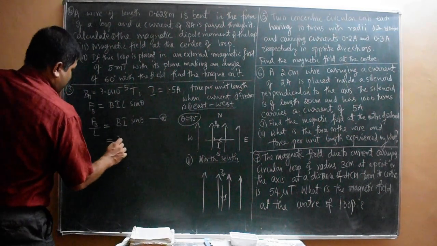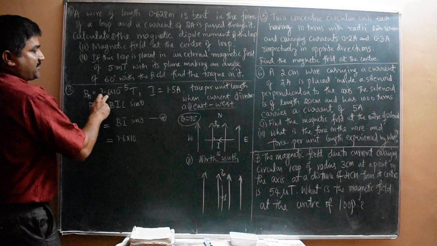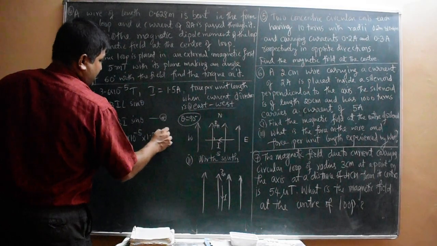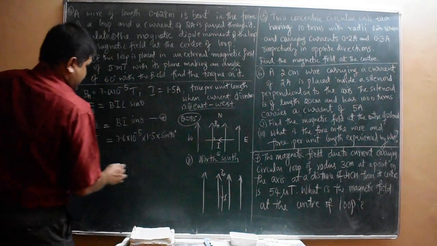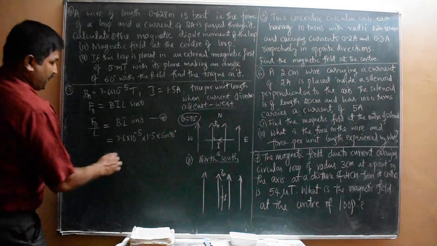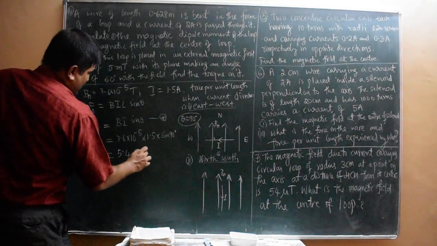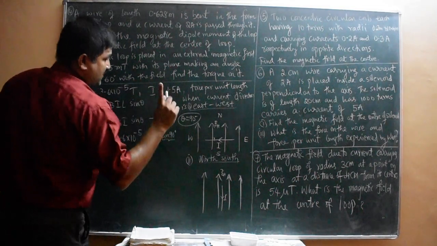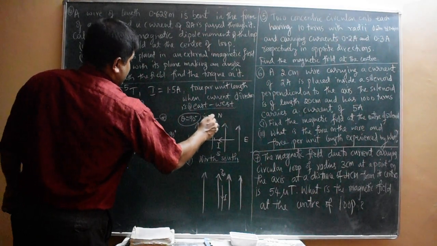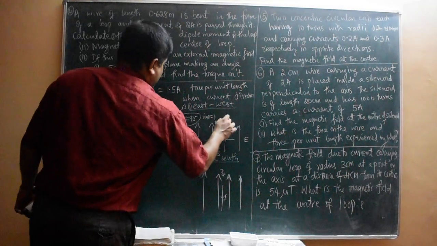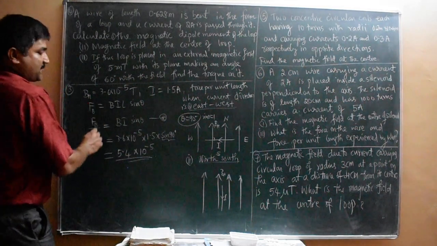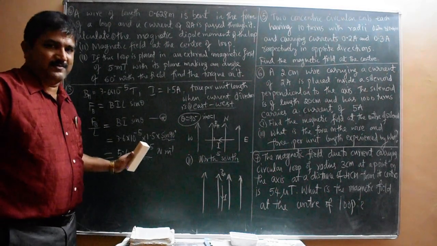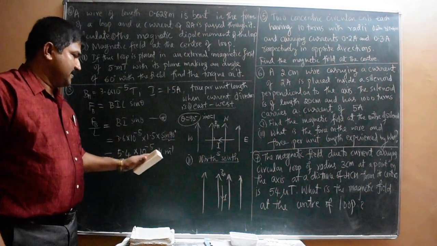So B is the magnetic field horizontal component of Earth, 3.6 into 10 power minus 5 Tesla, into current I 1.5, into sin theta, which is sin 90 degree. Now multiply 3.6 into 1.5, 5.4, into 10 power minus 5. Sin 90 degree is 1. So the value is this much only. Force per unit length, so the unit is Newton per meter. This is the force per unit length experienced by the conductor.